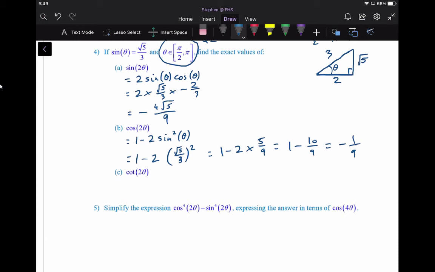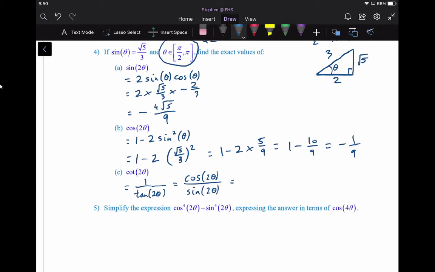Excellent. Now let's move on to cot 2 theta. This one is going to be quite easy, fortunately. Cot is really just 1 over tan of 2 theta. Now, we know that tan of theta is sine over cos, so tan of 2 theta would be sine 2 theta over cos 2 theta, and the reciprocal of that is just going to flip the fraction. So we end up with cos 2 theta over sine of 2 theta.